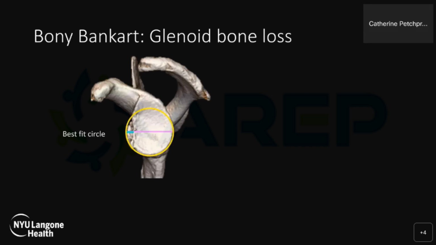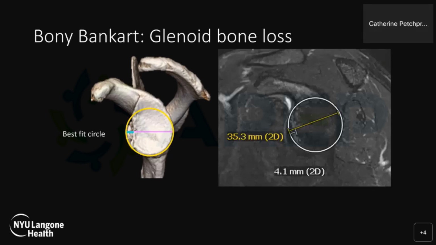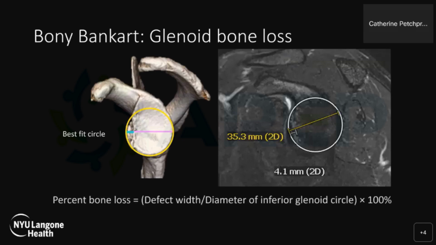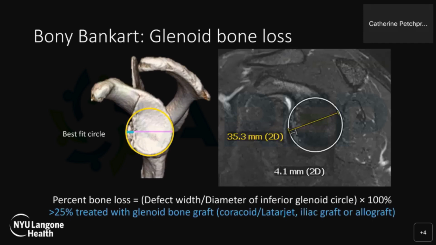anteroposterior length of the defect, is measured, and the percent bone loss is calculated by dividing the defect by the diameter of the circle multiplied by 100. It's generally accepted that bone loss greater than 25% should be treated with some form of glenoid augmentation, such as a Latarjet procedure, or iliac or allograft bone augmentation.